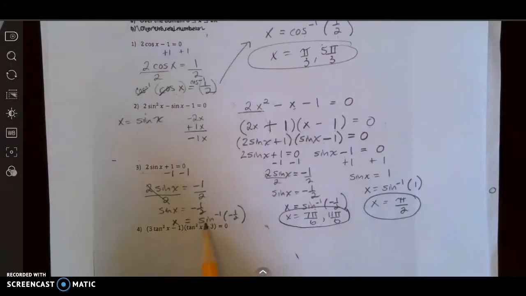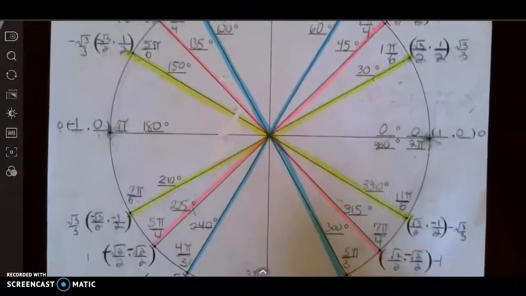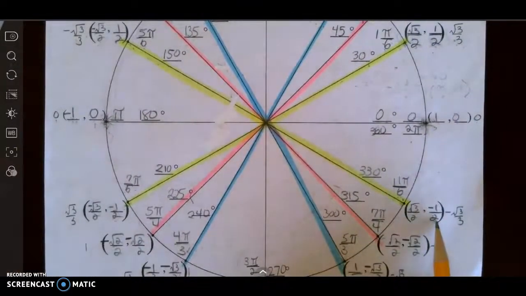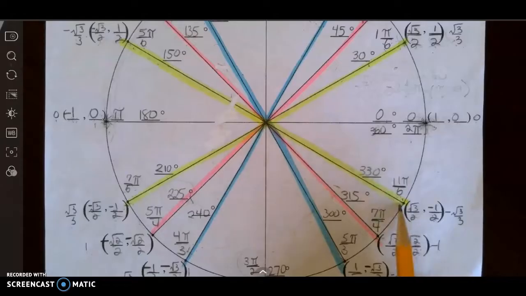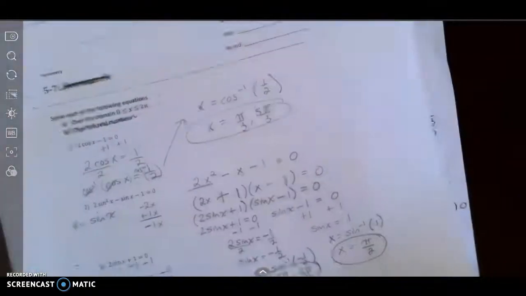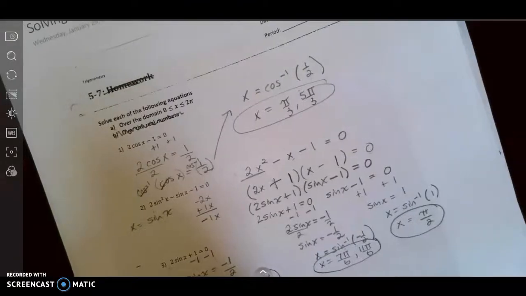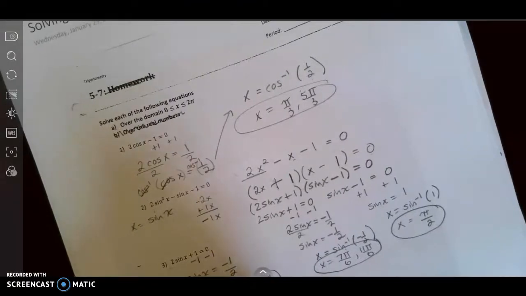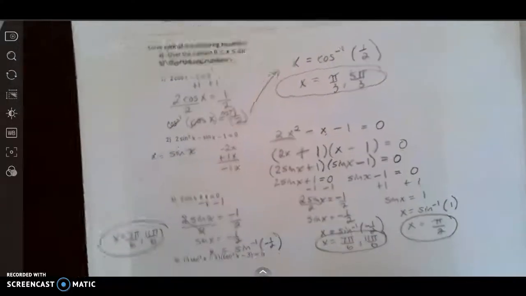So I'm looking on my unit circle for where the y coordinate is negative 1/2. Y coordinates are negative at the bottom. And I have a negative 1/2 here, and I have a negative 1/2 here at 7 pi over 6 and 11 pi over 6. So x equals 7 pi over 6 and 11 pi over 6. And that's for number 3.